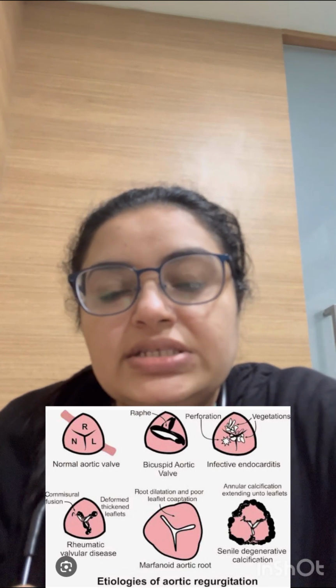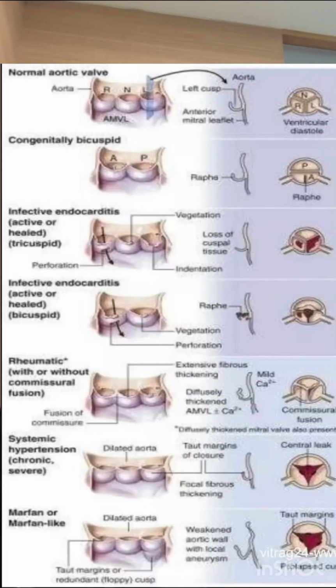If we look at the diseases involving the aortic root, they include chronic long-standing systemic hypertension, various connective tissue disorders like SLE, Marfan syndrome, Ehlers-Danlos syndrome, osteogenesis imperfecta, syphilitic aortitis, and giant cell arteritis. So these are the various etiologies for acute and chronic AR.